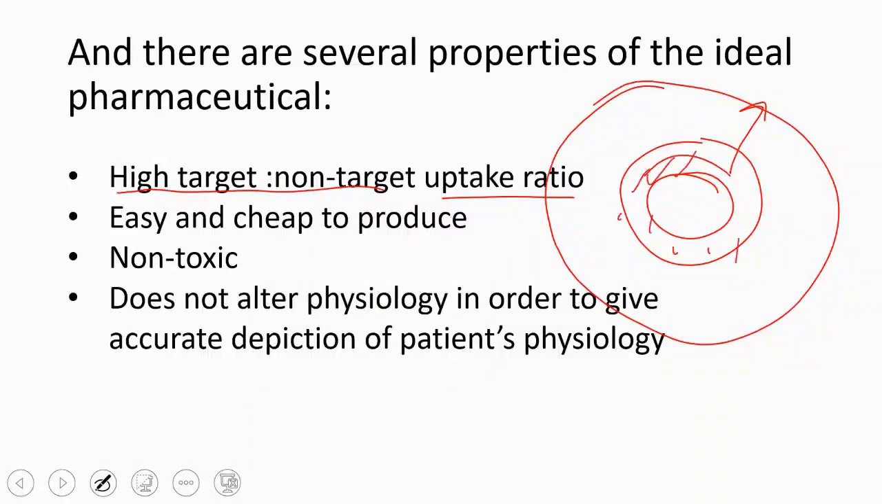This means that the high target to non-target ratio is optimal for me, as the accumulation of the radioactive substance should be higher in the target organ than in the non-target organ. If the biodistribution of the radioactive substance goes to the non-target organ more than the target organ, then at that time you will not get a good image. You want an image where the accumulation is present in the target organ compared to the surrounding background.